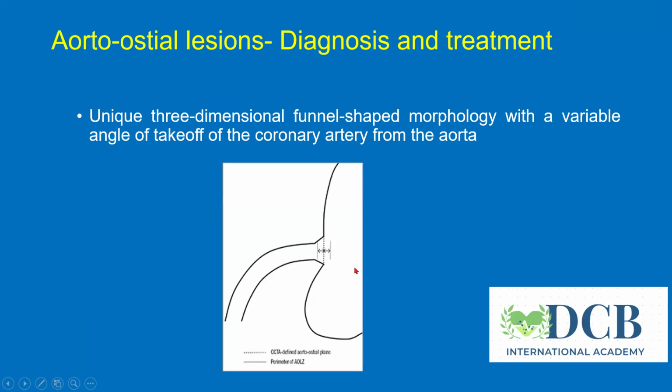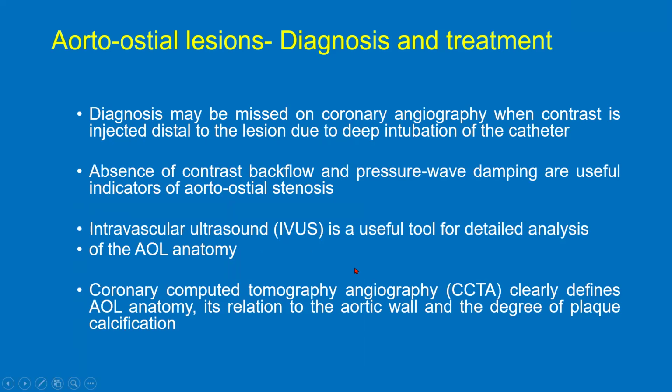The diagnosis is many times missed on coronary angiography because we engage the ostium, and the only soft marker is when there is damping, and there is no contrast backflow, then we think there is a potential ostial lesion. IVUS is actually very helpful in detailing the anatomy, and CT coronary angiogram also helps us.